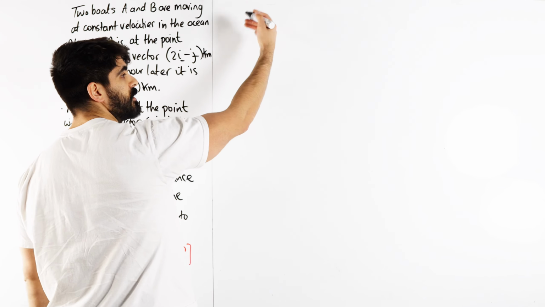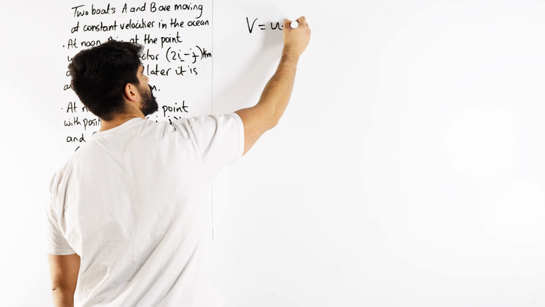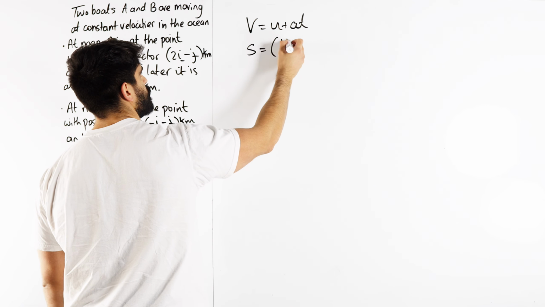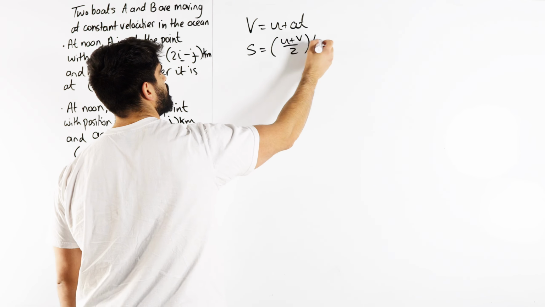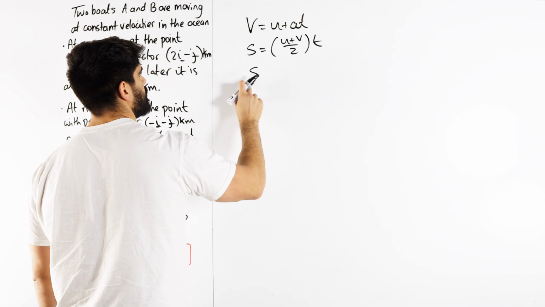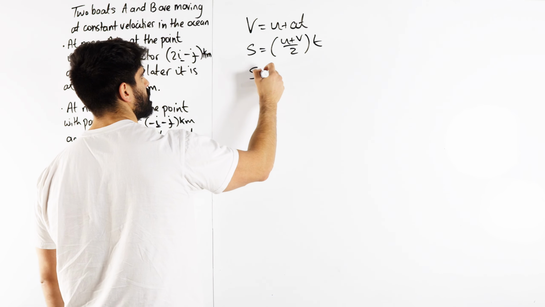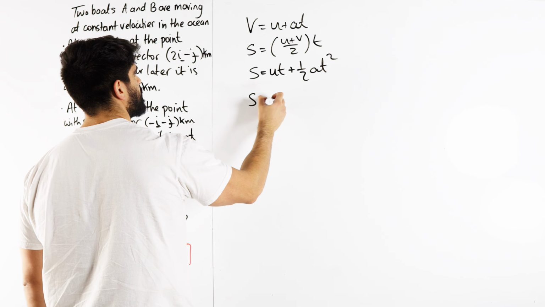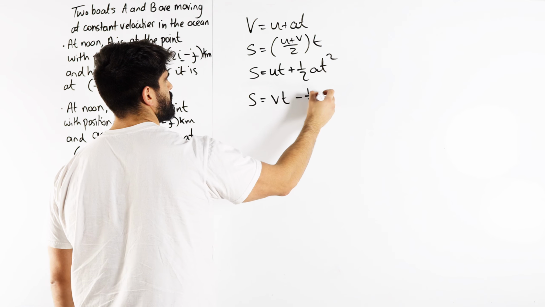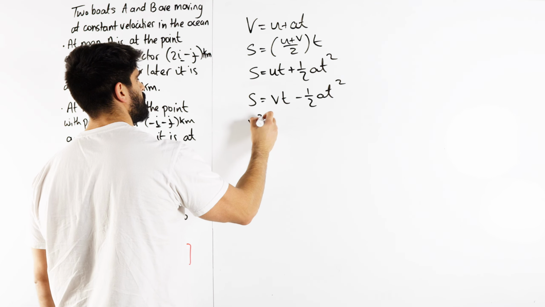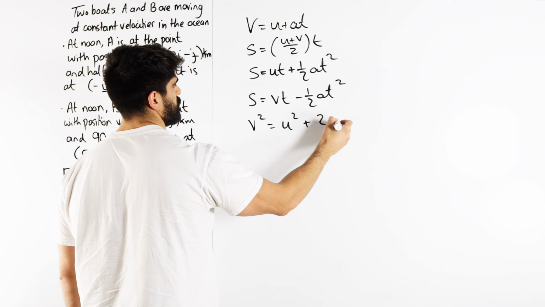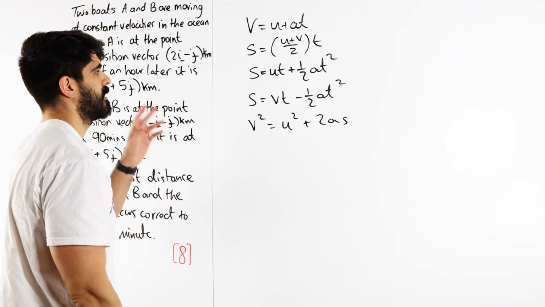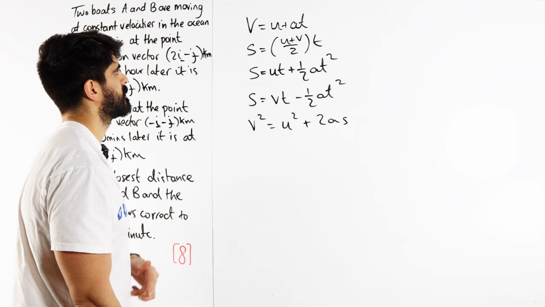I'll recap it really quickly. We have v equals u plus at. We have s is (u plus v) over 2, times t. We have s is vt. s is ut plus half at squared. We have the basic vt minus half at squared. v squared is u squared plus 2as. And I think that's it, right? Hopefully I haven't missed any. But if I have, the game's the game.